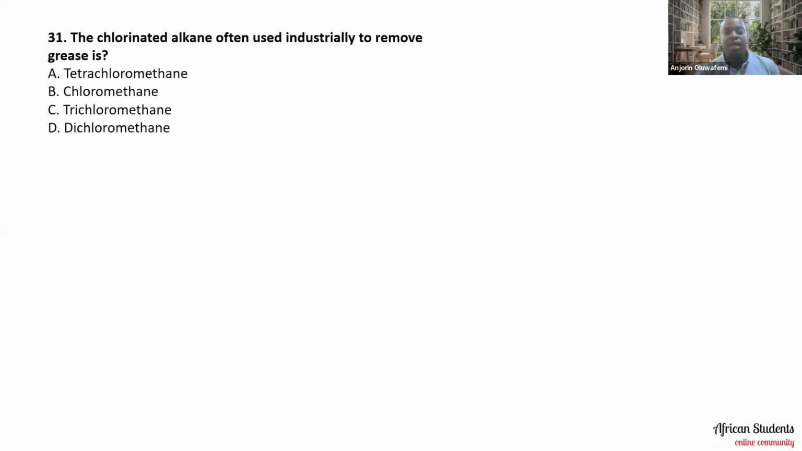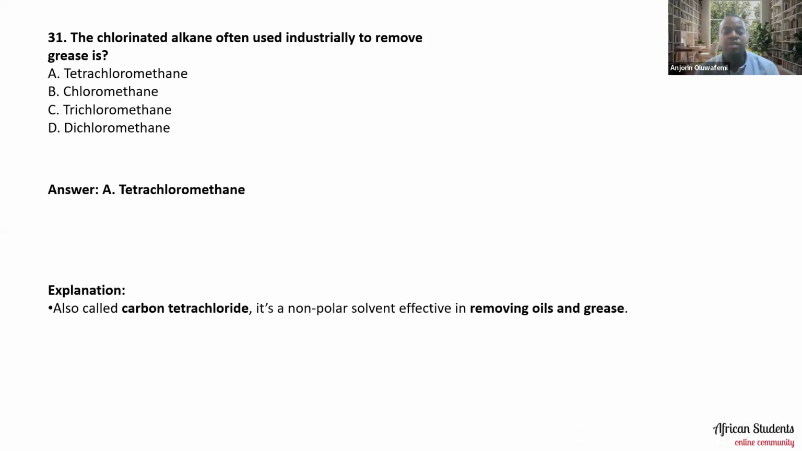Okay. The chlorinated alkane often used industrially to remove grease is it tetrachloromethane? Is it chloromethane? Is it trichloromethane? Is it dichloromethane? So the right answer to this one is tetrachloromethane. And the reason is because it is also called carbon tetrachloride. It is a non-polar solvent effective in removing oils and grease.